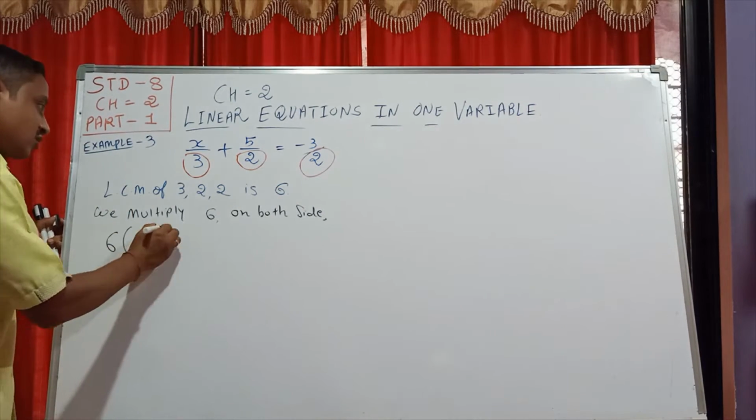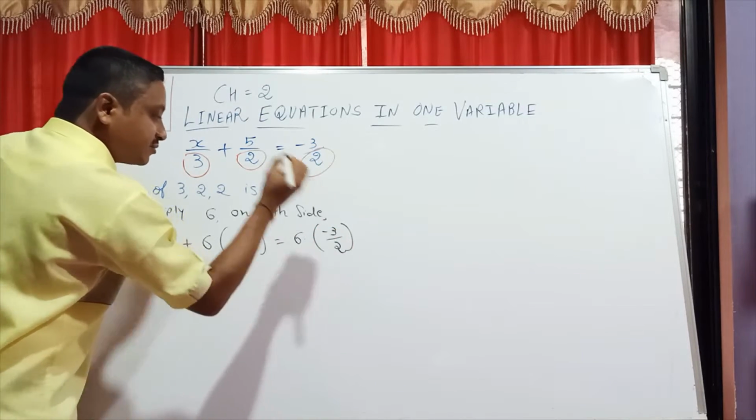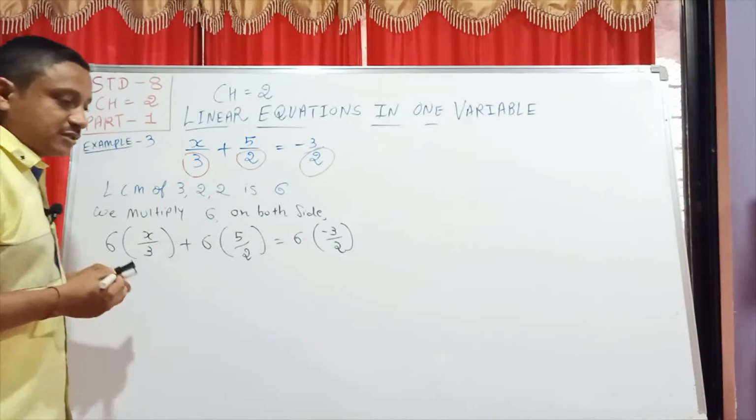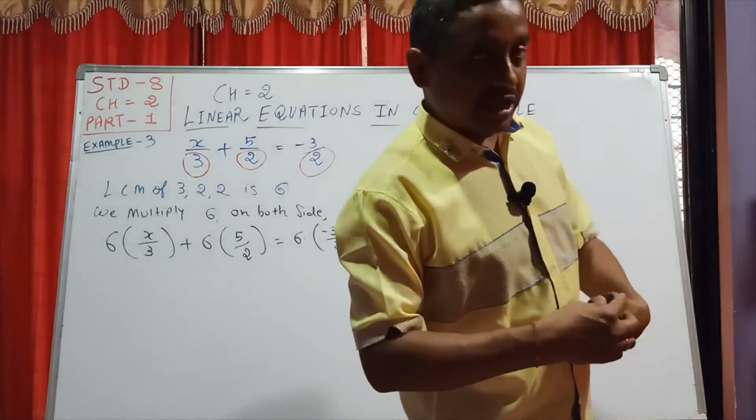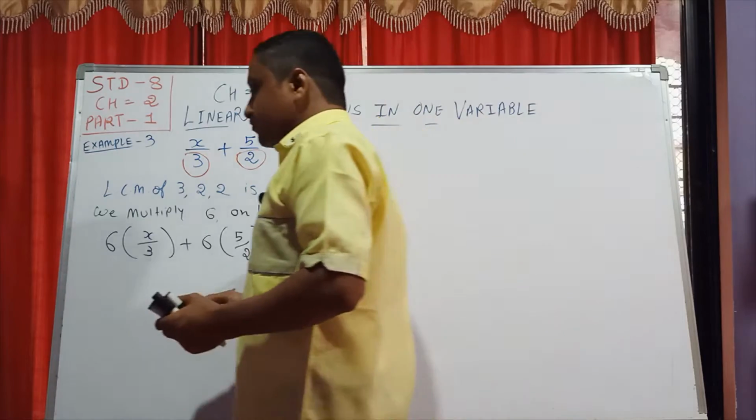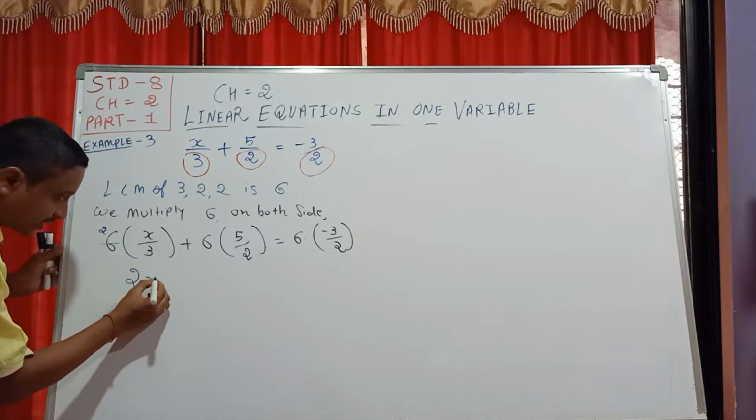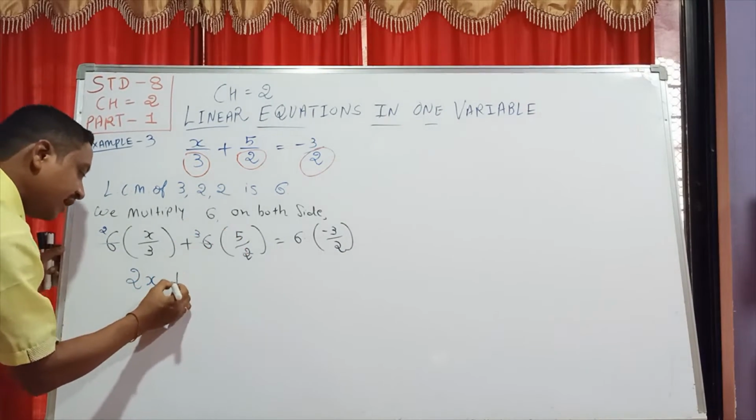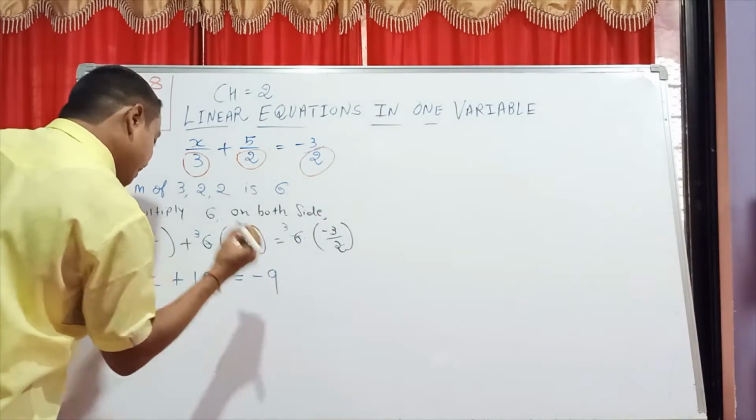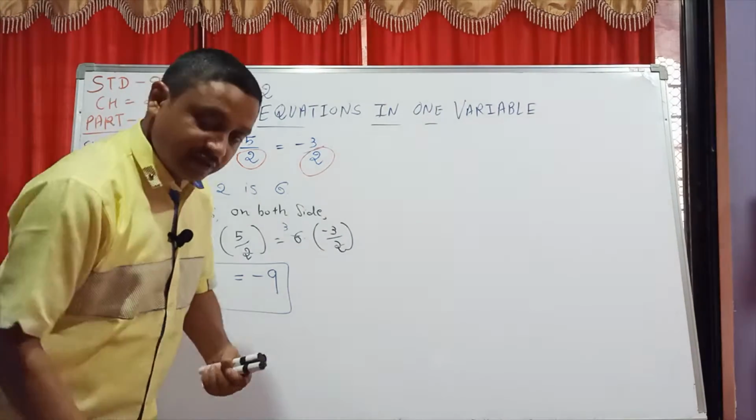So here 6 multiplies the first one, 6 multiplies the second one, and 6 multiplies the last one. Here x by 3 same, and here 5 by 2 same. You know, students, why I multiply by the LCM? Yes, this equation easily converts into the simplest form, and this simplest form is, look at that, 3 2s are cancelled, 2 into x gives 2x, here 2 3s are cancelled, 3 5s are 15, and here 2 3s are cancelled, so 3 3s are 9. Now look at that, this question I converted according to example 1 and example 2.